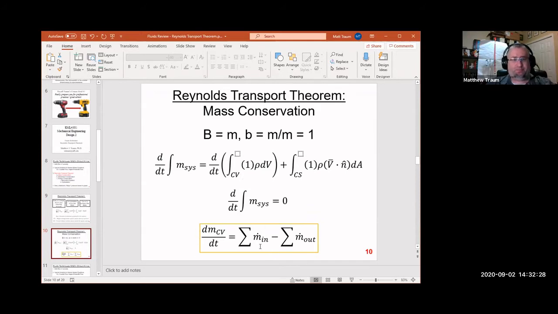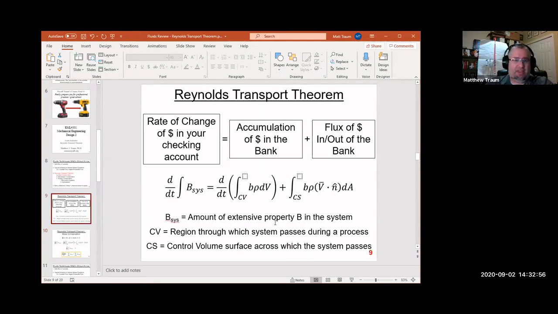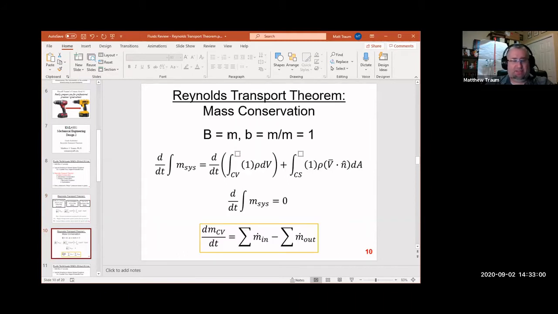So let me explain how we get from the theoretical Reynolds transport theorem down to the equation that you guys know, which is the change of mass of the system with respect to time is equal to the sum of the mass in minus the sum of the mass out. So we need to select the extensive property that we're tracking. In our case, because this is mass conservation, the extensive property is mass. So B in this case, which again, remember B is the amount of the extensive property in the system, we're just going to make that m, the mass of the system.